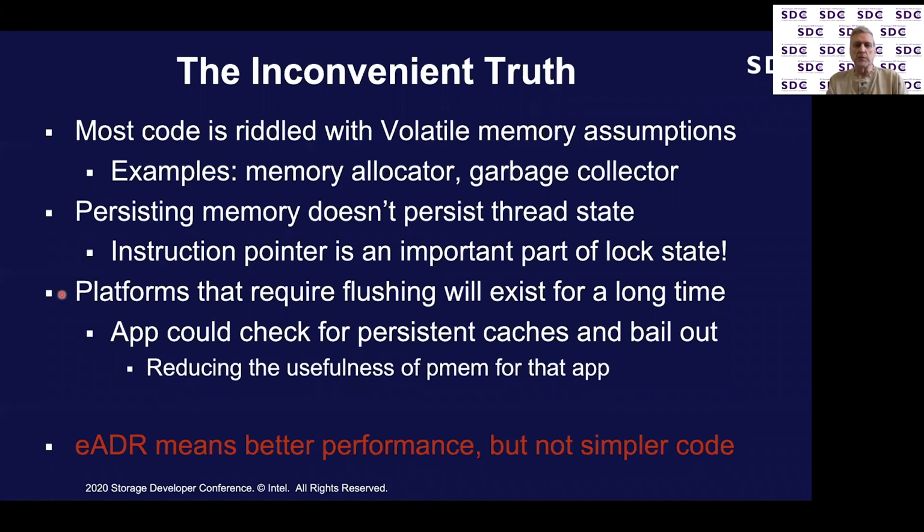So the bottom line here is that I see EADR as a means to get better performance. You saw my Cassandra numbers. The performance is better, but not simpler code. You're still going to have code that decides whether it needs to do flushing or not. So it doesn't actually just remove all the flushes from your code, but it does mean when the flushes aren't required, your code's going to be faster. So that, to me, is the bottom line here.